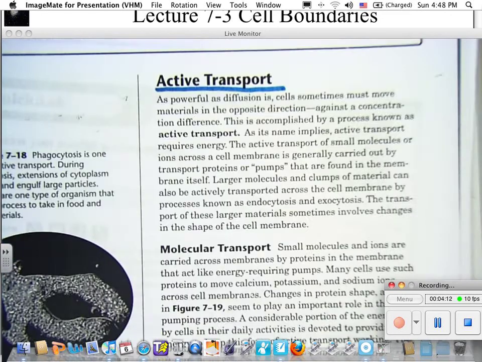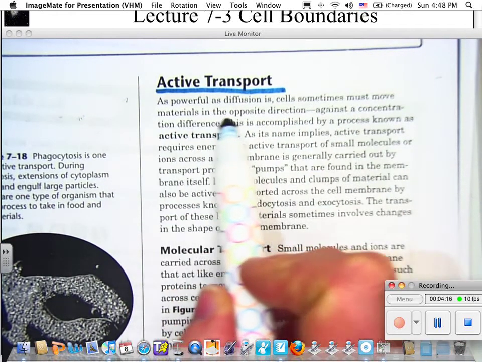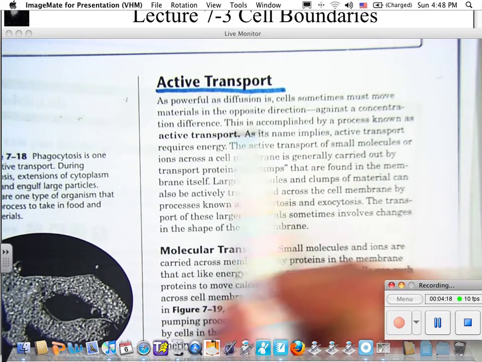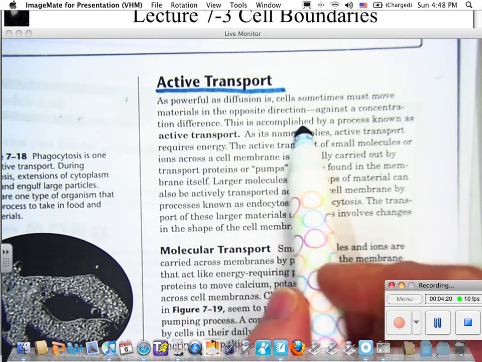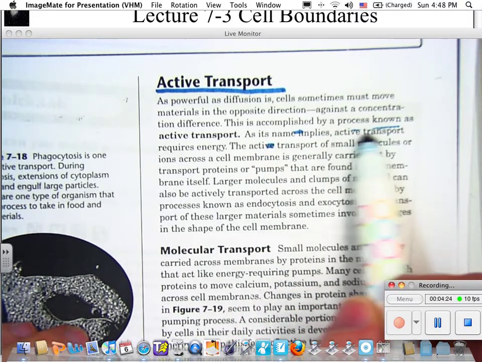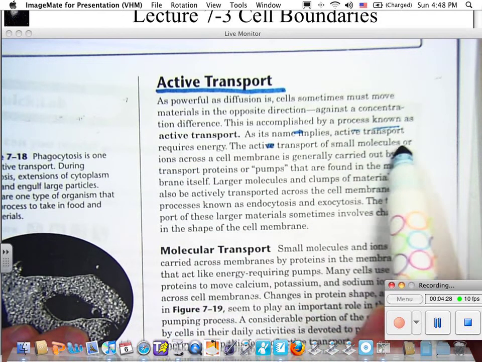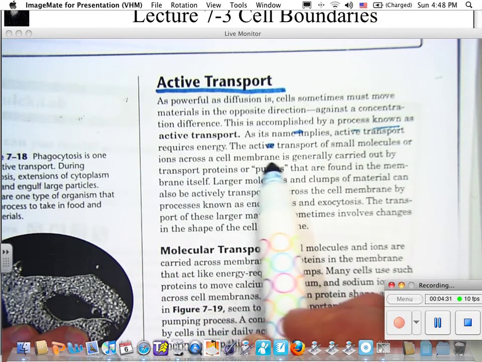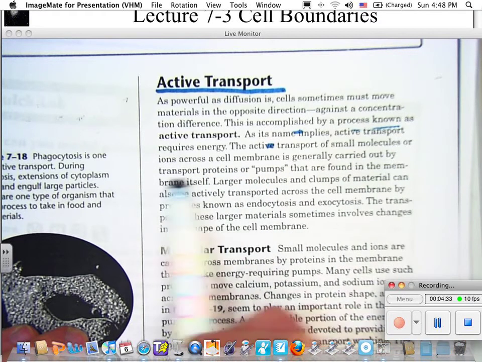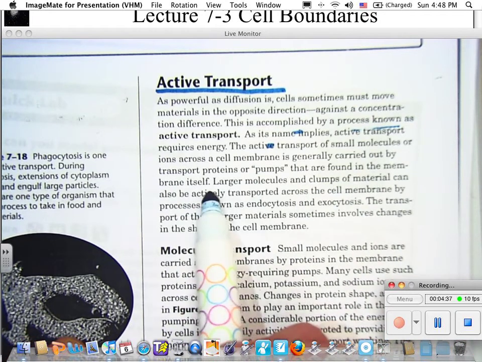Active transport. As powerful as diffusion is, cells sometimes must move materials in the opposite direction, against the concentration difference. This is accomplished by a process known as active transport. As its name implies, active transport requires energy. The active transport of small molecules or ions across a cell membrane is generally carried out by transport proteins or pumps that are found in the membrane itself.